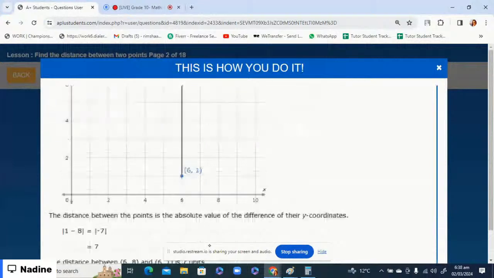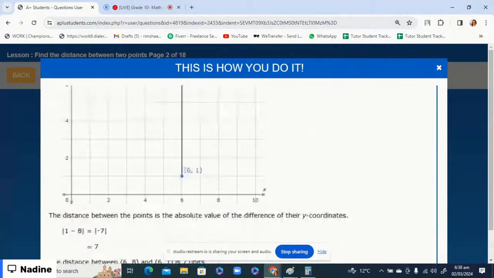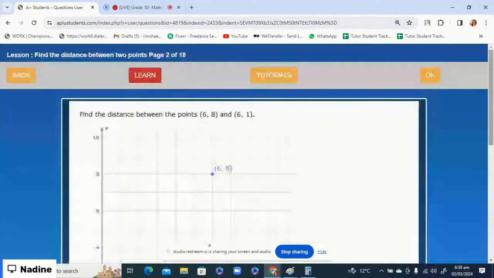If their x coordinates are same, we are going to take the y coordinates. So what is the absolute value for y coordinates? This is the greatest minus, basically, the second part minus the first one. So 1 minus 8, it's 8 here and it's 1 here. So 1 minus 8 is minus 7, but we are taking the absolute value, so it can be changed into plus 7. So we can say this is 7 here.